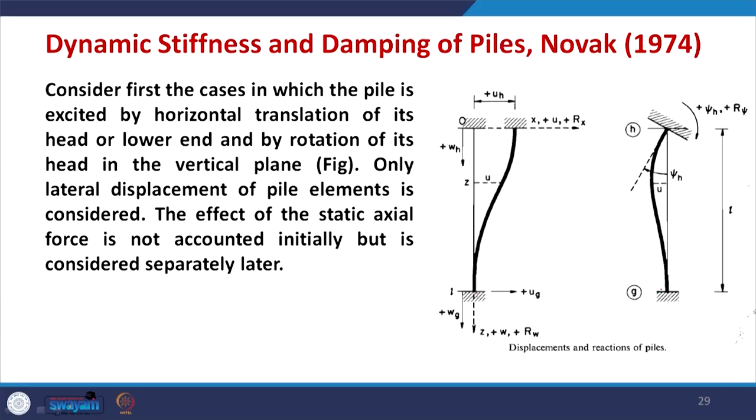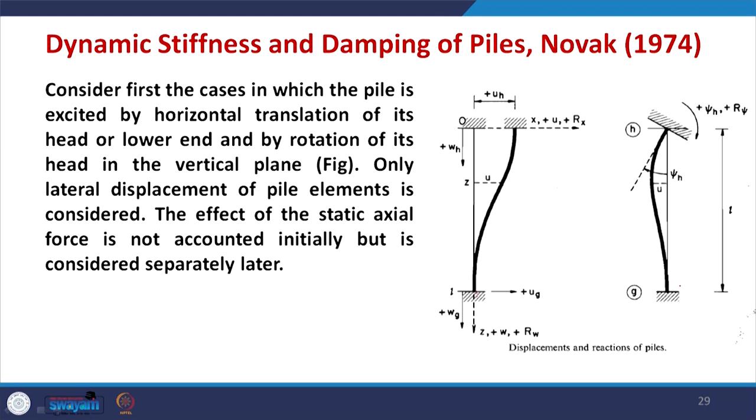But in the second case, there is no translation of the head. However, the head is rotated. So the pile moves while there is no translation motion. It remains here, but it gets moved, rotation is there. This rotation is shown here, and again at the pile tip there is no rotation. This rotation will also vary with depth. This effect was studied later on by Novak.